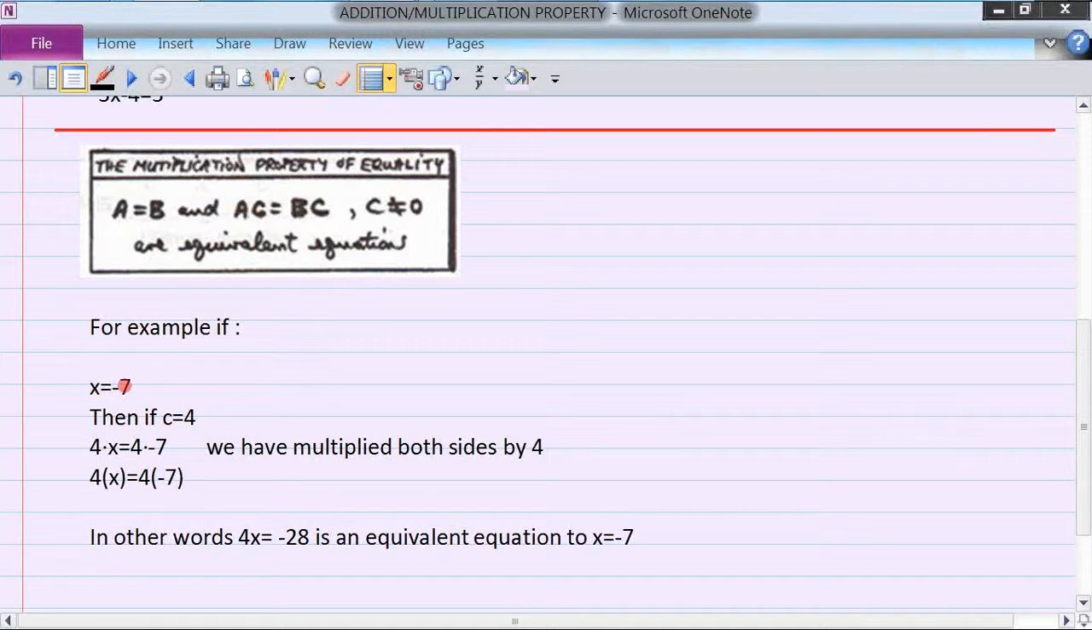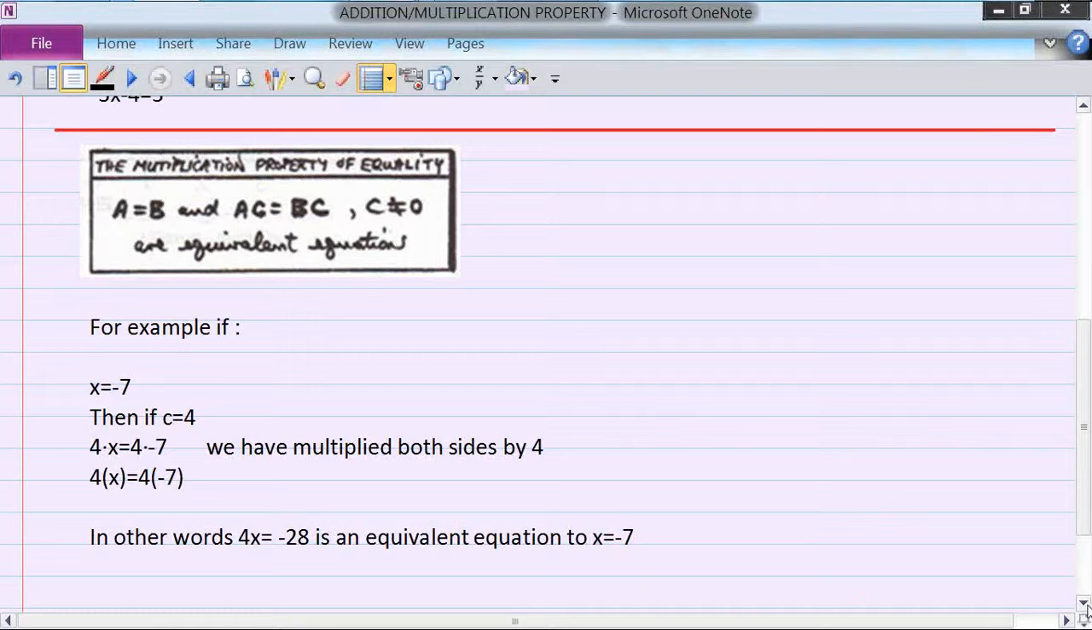So if I start off with x equals minus 7, and I take c equal to 4, and I multiply the left side by 4, I multiply the right side by 4, the equation hasn't changed. This little dot means minus 7. By the way, instead of the little dot, we can write it as 4 with a bracket around the x, and instead of the dot here, we can write a bracket around the minus 7. So we get 4x equals minus 28, and that's equivalent to x equals minus 7.